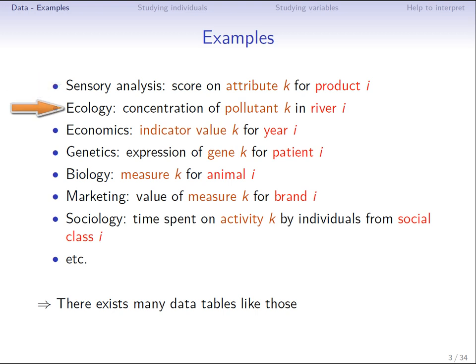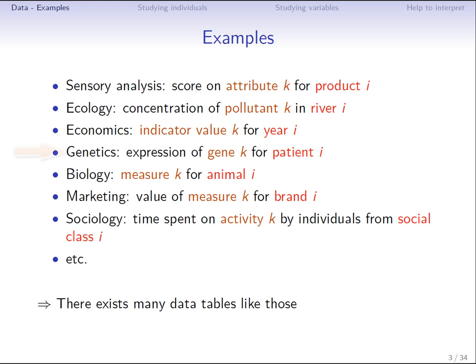So the aim of PCA is to study this data table. Here is an example in ecology, where individuals are different drivers, and variables are different pollutants. So we have a data table that crosses drivers in rows and pollutants in columns. In the economic fields, we can have years in rows and different economic indicators as variables. We can then track the evolution of economic indicators through the years.